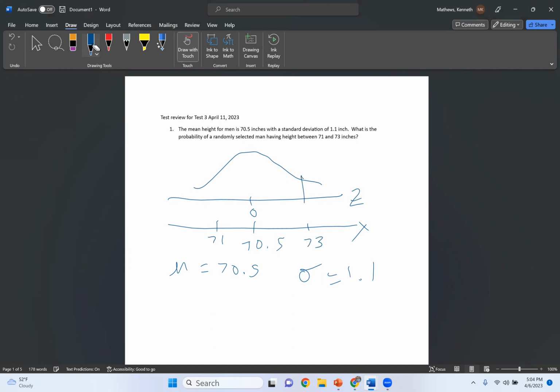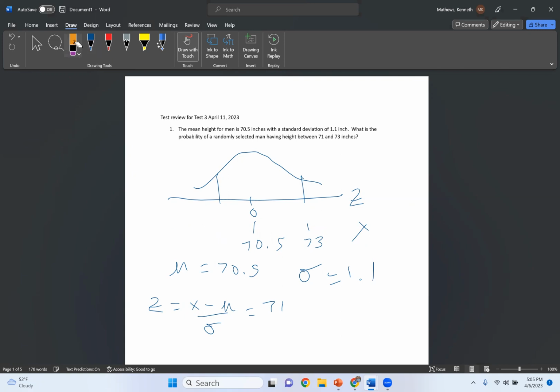So we're trying to find the area between these two partitions, and we need the z-scores for each of those two x-scores. So to find z, we do the x value minus the mean divided by the standard deviation. So for 71, it'll be equal to 71. 71 is to the right. I can't believe I did that.